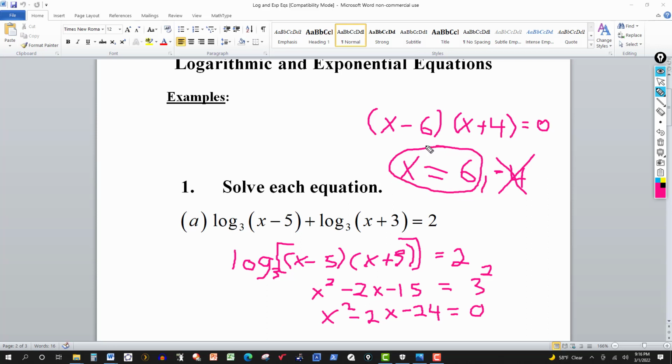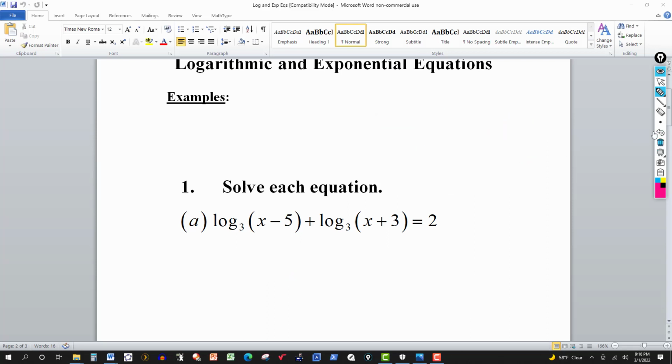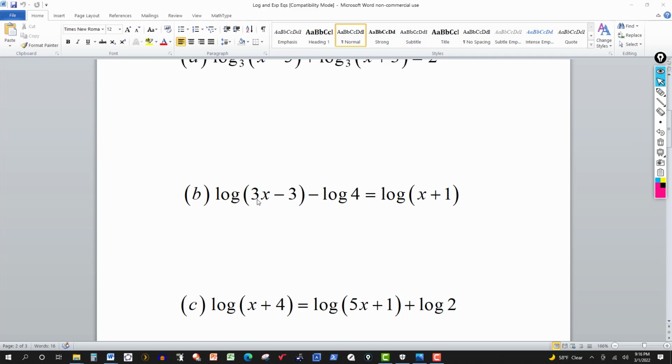x equal to 6. That's your solution. Let's clear this. Here we have the log of 3x minus 3 minus a log of 4 is equal to the log of x plus 4. So what do I do here then? I'll do it right here.